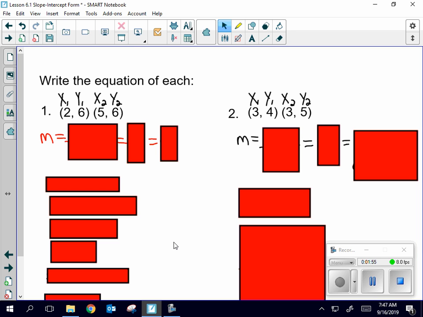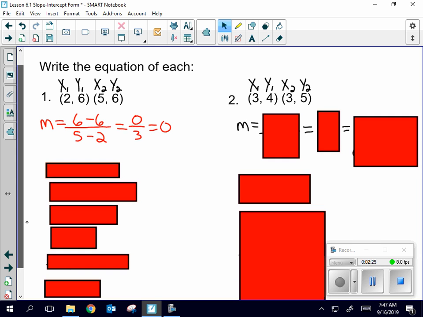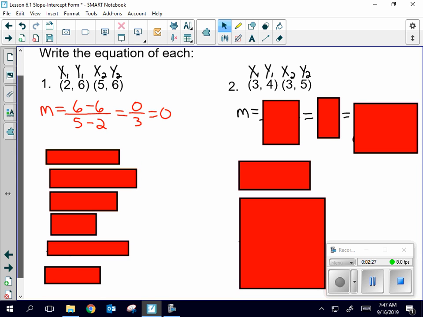Okay, now go ahead and write number 1 down. You can pause the video. To write the equation of each, first we have to find the slope. So here I found the slope of this line. I get 0/3, which is 0. So when I have a zero slope, just from the previous page, we should know a zero slope is going to be a horizontal line, and it's going to be y= some number. Well, let's see how that actually works.